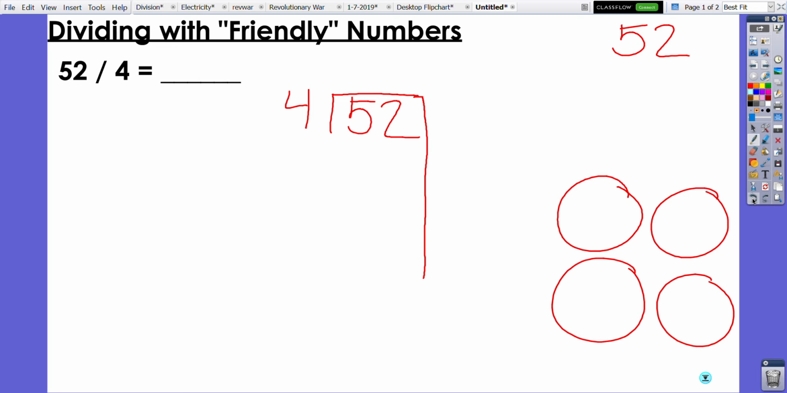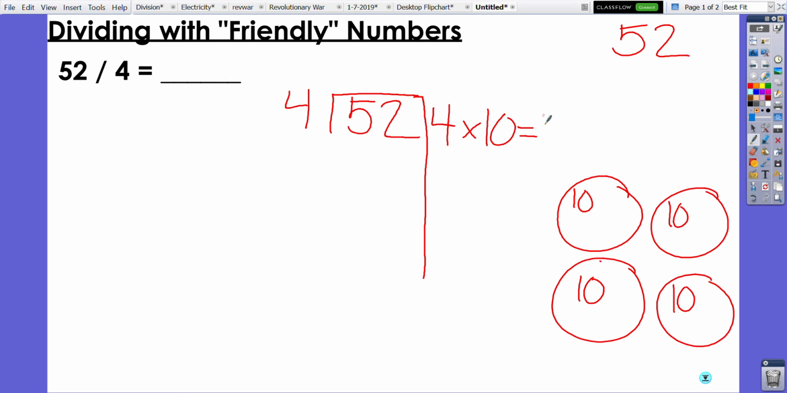A friendly chunk to me when I'm looking at 52 divided by 4 is, well, I could divide out 10 students into my 4 teams, and that would divide out a large chunk. So rather than counting out 1 at a time, I'm dividing 10 students into my 4 different teams. You can see I have 1, 2, 3, 4 different teams over there.